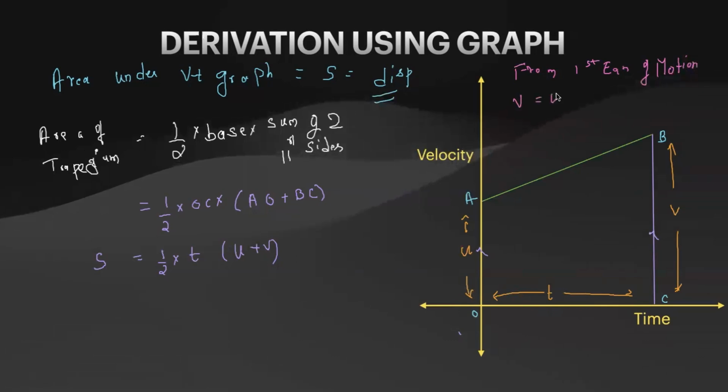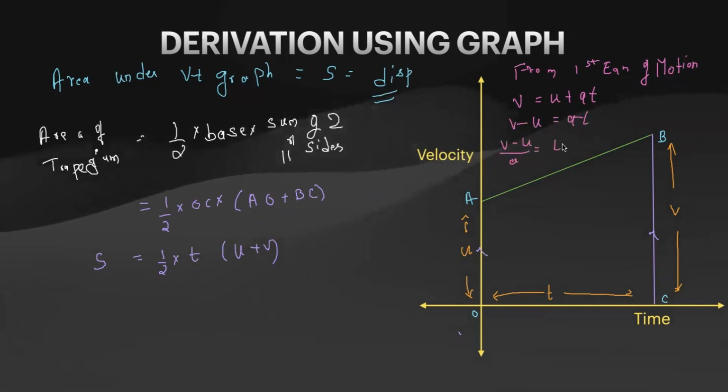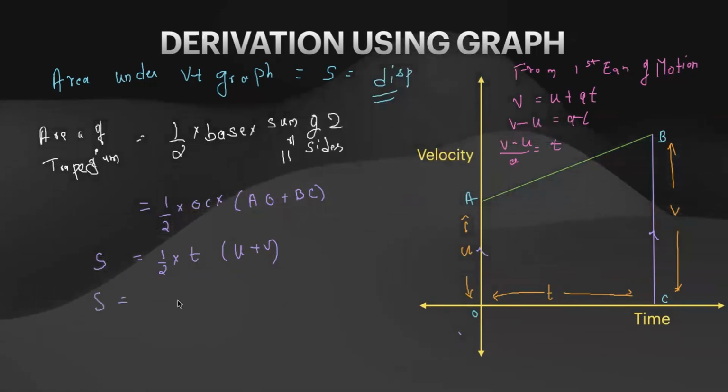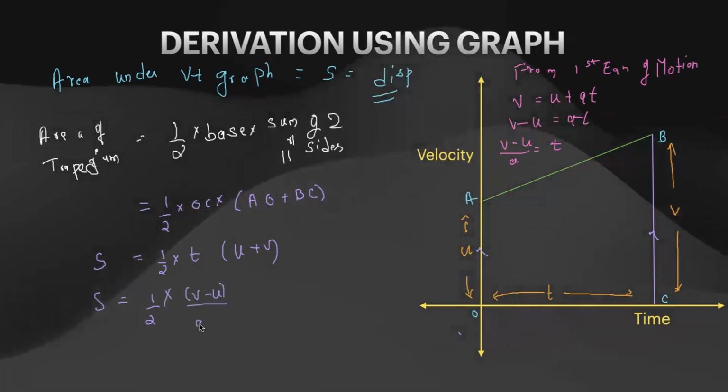V is equal to U plus AT. V minus U is equal to AT. V minus U by A is nothing but T. So T is V minus U by A. So what I'll do, I will put T as V minus U by A over here. Okay. So substituting that, S equals half into V minus U by A into V plus U.